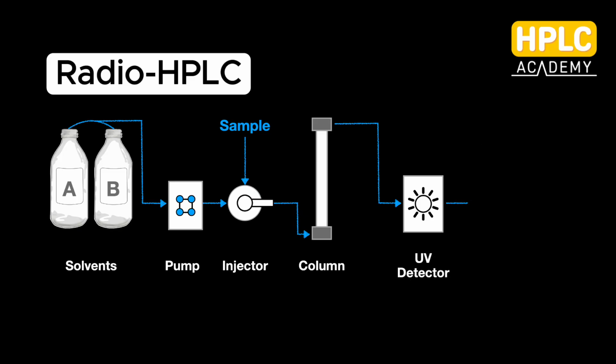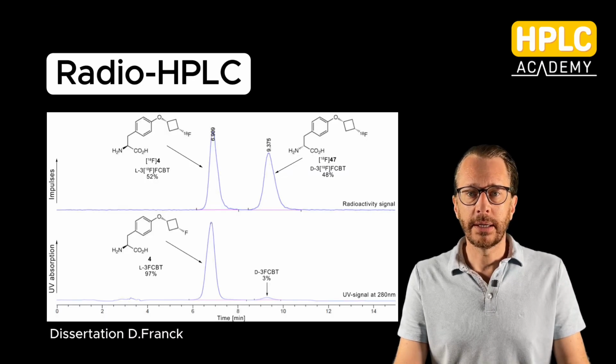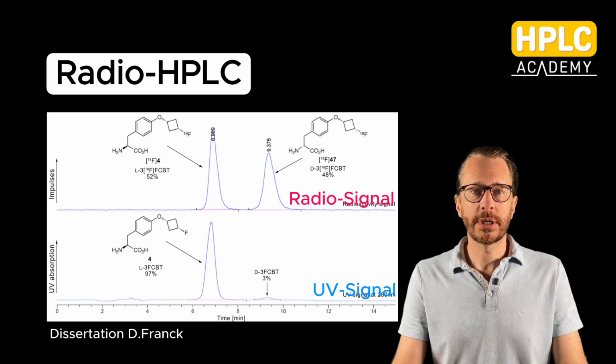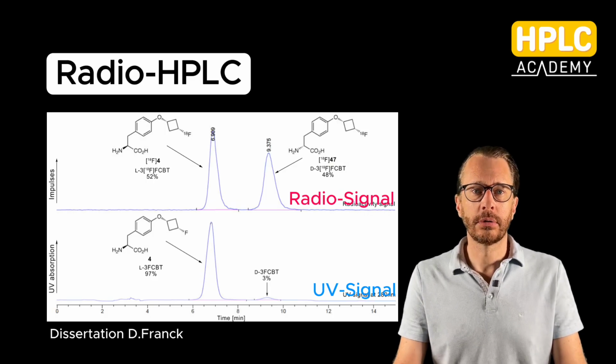Fourth, the eluent flows first through the cold detector, which records the UV and other chemical signals. Fifth, it then flows continuously to the radio detector, which records the radioactivity signal. Sixth, both signals are recorded simultaneously, resulting in two chromatograms from a single injection. This combination is the analytical foundation of radiopharmaceutical quality control.